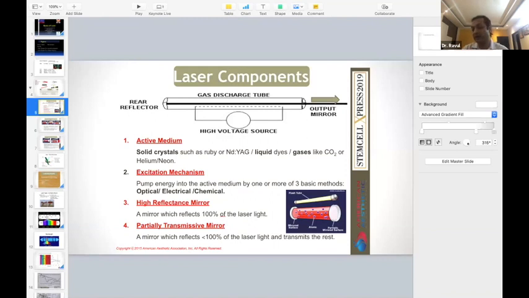You could have a diode. You know what we say, a diode laser, 810, 980, 1074. So all these things depend upon what sort of an active medium you use in the tube. All these active media can be excited by an external source. Once the atom gets excited, all the electrons will go on the top, they will be excited. And once they come back to a normal stage, they release what we call photons.